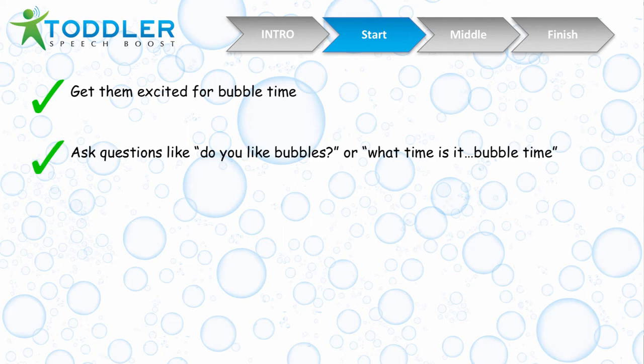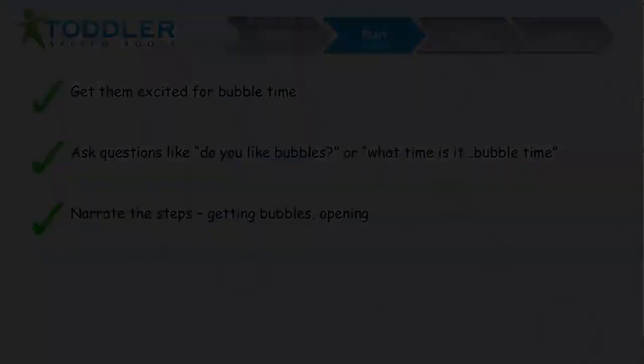As you're getting ready, ask some questions like, do you like bubbles? And what time is it? Bubble time? And try to encourage them to speak when you're going through this. And as you're getting the bubbles and you're opening the bubble juice and going through various steps at the beginning, narrate everything you're doing. If you're asking a question like, what time is it? And you've already said what time is it, bubble time, before, give a pause to give them a moment to try to answer that. You want to pause like 3 to 5 seconds, and hopefully it'll start engaging them.